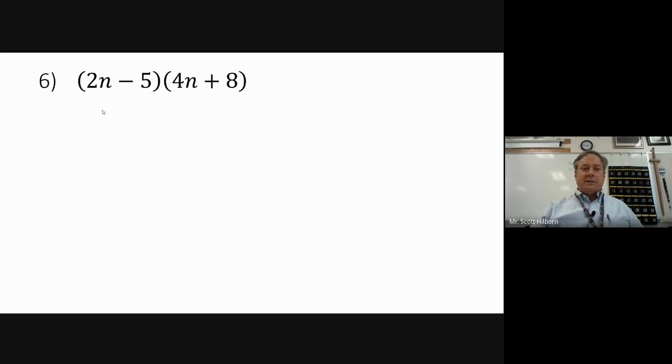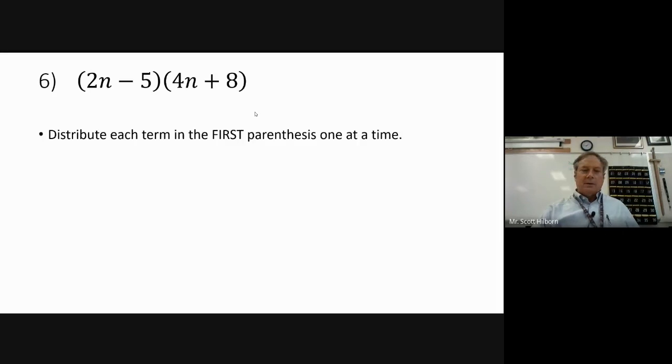Now, I wish I could do this on the board with you, but what you're going to do is take this 2n to begin with, and distribute it over this second parenthesis. Then you're going to take that -5 and multiply it by those 2 terms. So that's what I mean by here. I'm going to distribute each term in the first parenthesis.